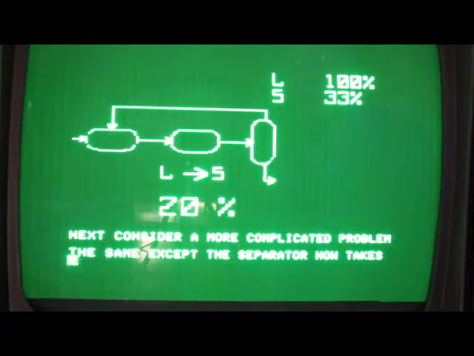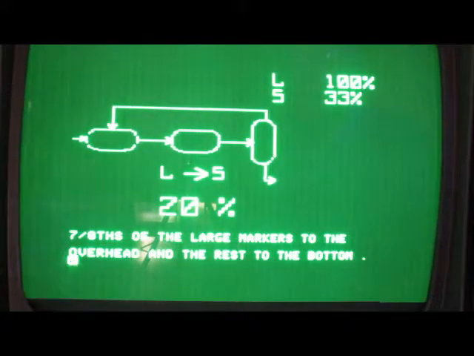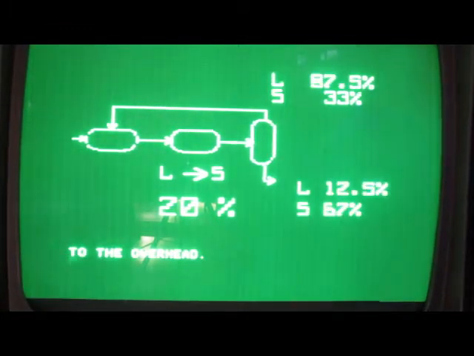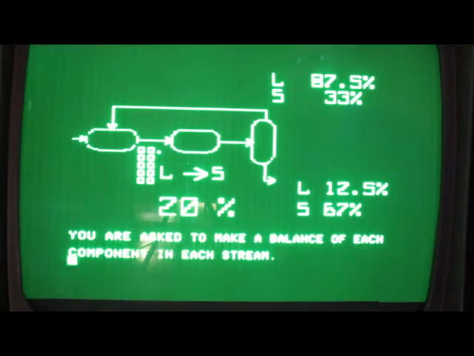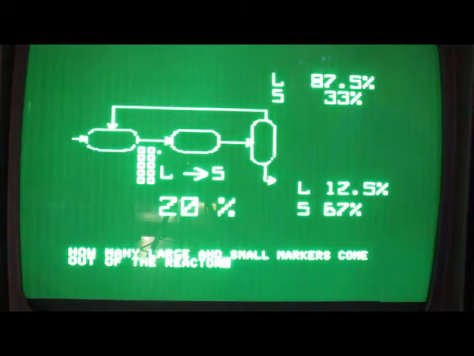Next, we consider a more complicated problem, the same except that the separator now takes 7/8 of the large markers to the overhead and the rest to the bottom. Place 10 large markers and 1 small marker in the reactor feed. You're asked to make a balance of each component in each stream. How many large and small markers come out of the reactor? Well, there'll be 8 large and 3 small.